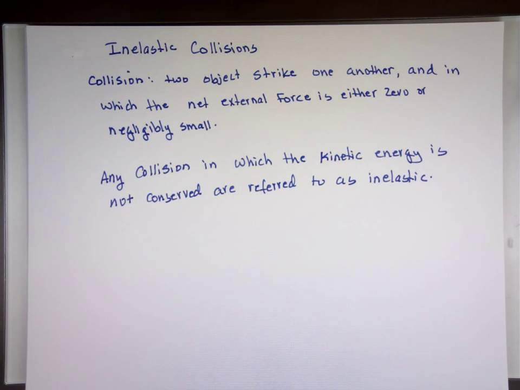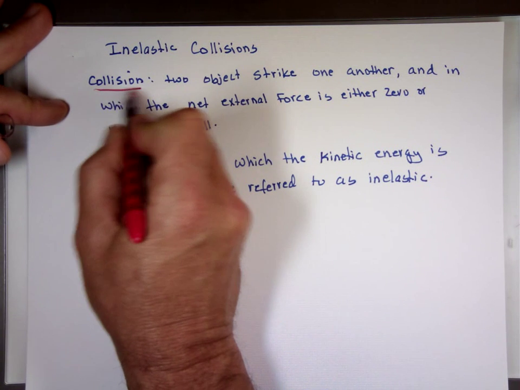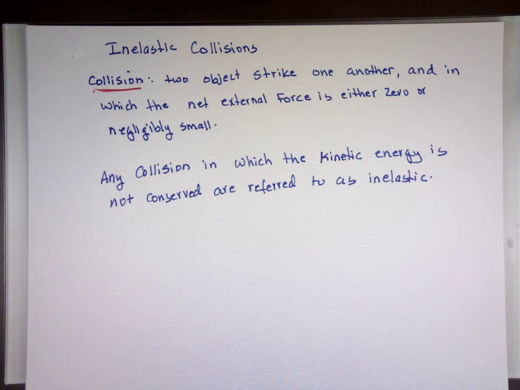Inelastic collision. The word collision is defined as two objects hitting each other. Sometimes they're reversed, by the way: they're stuck together, an explosion happens, and it separates the two. But two objects strike each other in which the net external force is zero or very, very small. We call that a collision.